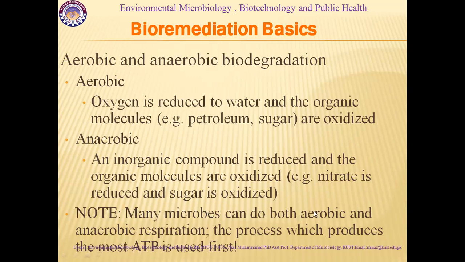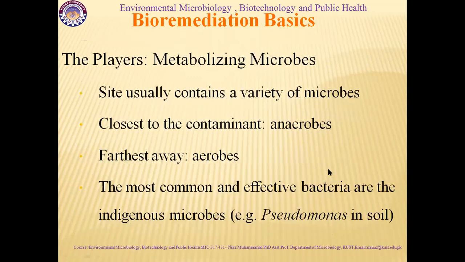Note: many microbes can do both aerobic and anaerobic respiration, which is called the facultative condition. The process which produces the most ATP is used first. The players, the metabolizing microbes: a site usually contains a variety of microbes, which we talked about in a couple of slides before. Closest to the contaminant are anaerobes, farthest away are aerobes.